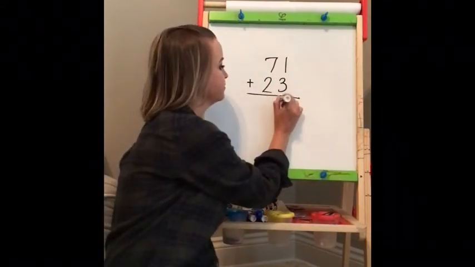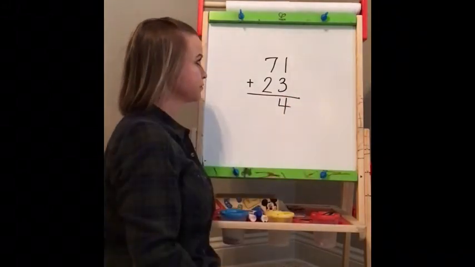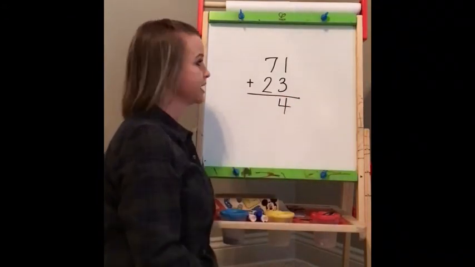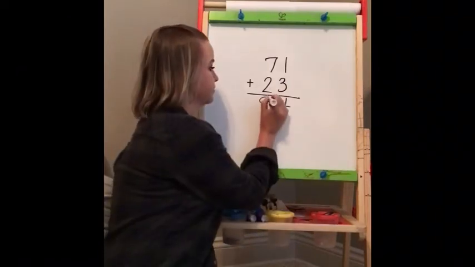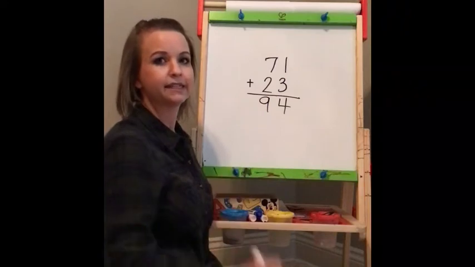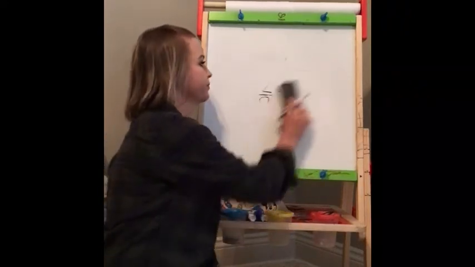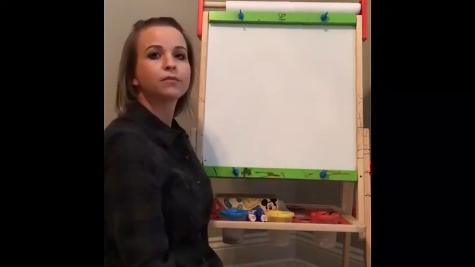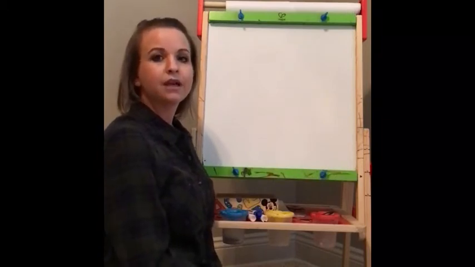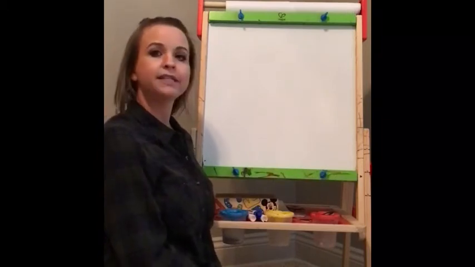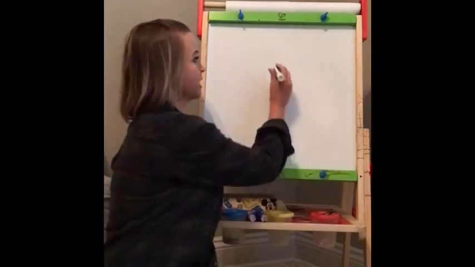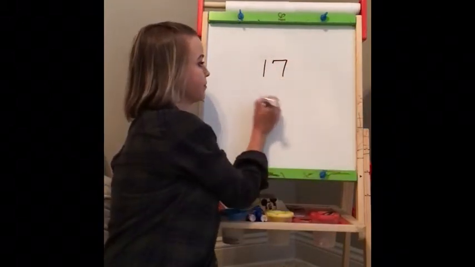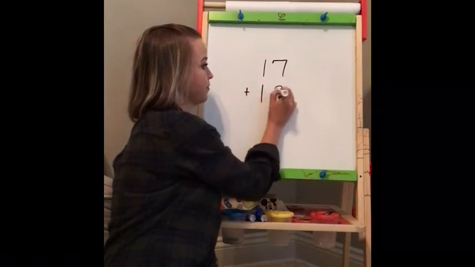So 1 plus 3, 4. Very good. And then I can go to the tens place. 7 plus 2, 9. Excellent. So that one was kind of easy. Let's see if we can do one that's a little bit harder. Let's do 17 plus 13.